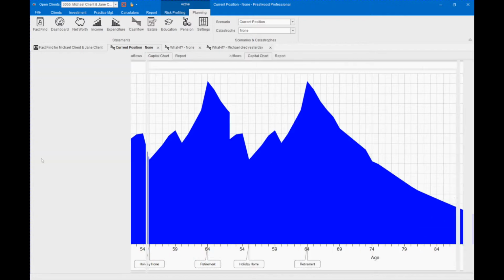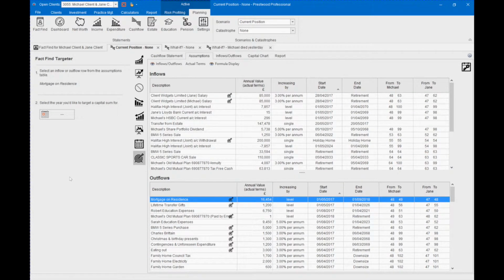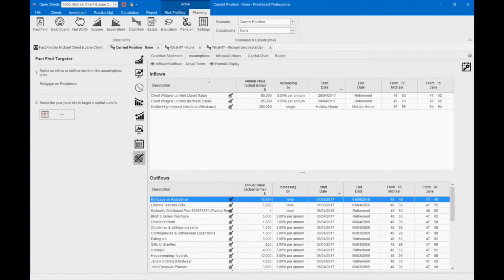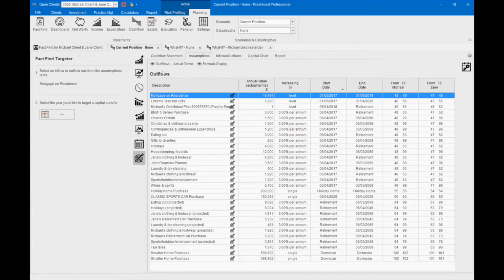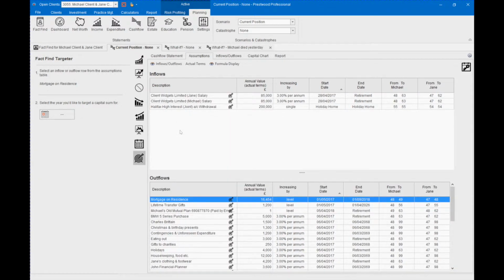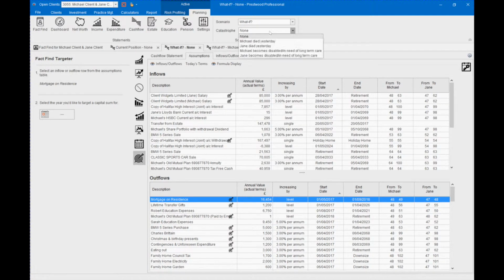When the target tool is open, all of the FactFind information is displayed, and items that can perform target calculations have the target icon beside them. You can display only targetable formula and filter to show only inflow formula, outflow formula, or both. You can target in any scenario or catastrophe.